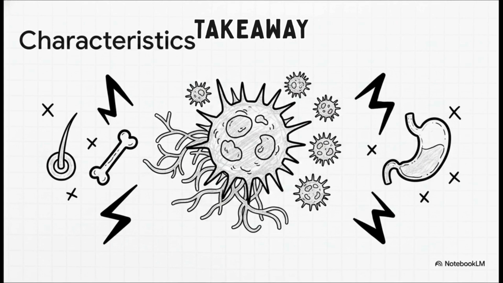Now, the absolutely crucial takeaway here is that most of the drugs we're going to discuss specifically target that very first characteristic, uncontrolled proliferation. Because they attack dividing cells, well, your normal rapidly dividing cells like your hair follicles, your GI tract lining, your bone marrow, they're unfortunately going to suffer a lot of collateral damage.